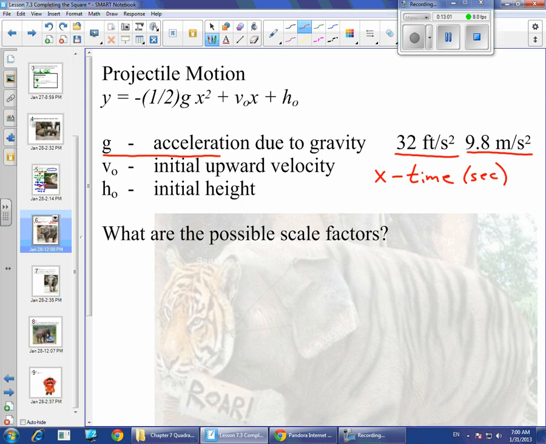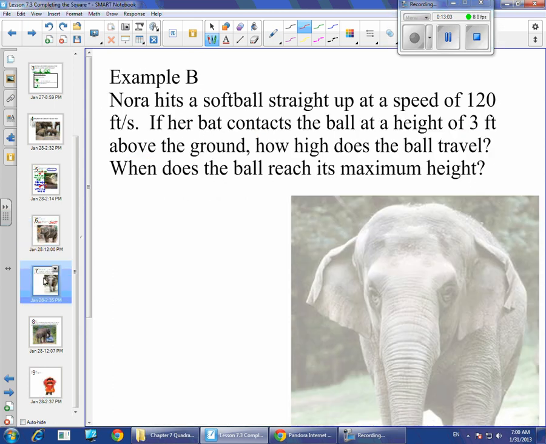Okay, so for instance, an example: Nora hits a softball up at a speed of 120 feet per second. Her bat contacts the ball at an initial height of 3 feet above the ground. How high does the ball actually travel? When does the ball reach its maximum height?